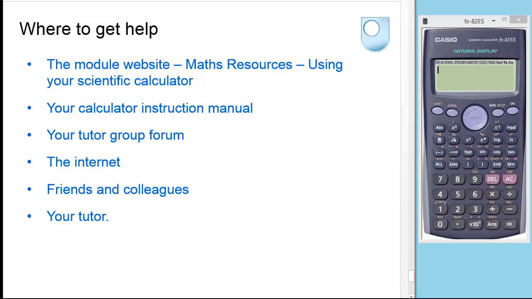So finally, if you need any help, go to the module website, where there are mass resources on using your scientific calculator. You can look at your scientific calculator instruction manual, or you can ask me in the tutor group forum.